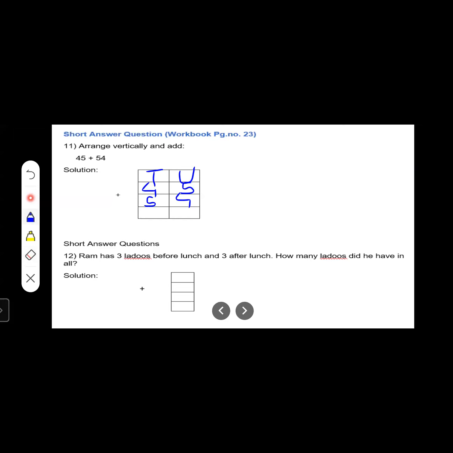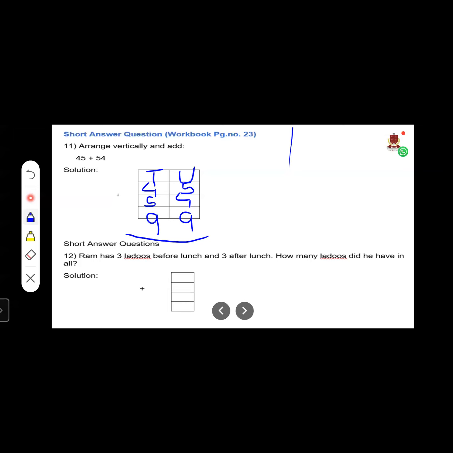So 5 plus 4 we will do first. 5 plus 4. Take out 4 fingers in your hand. Count after 5: 6, 7, 8, 9. What is the answer? 9. 4 plus 5 is also 9. So the answer is 99.